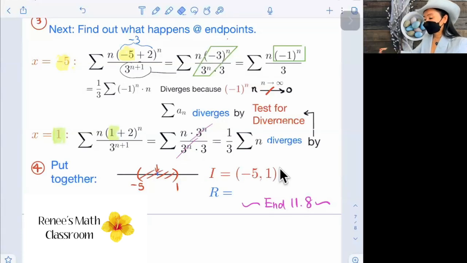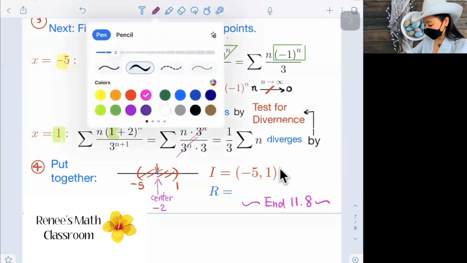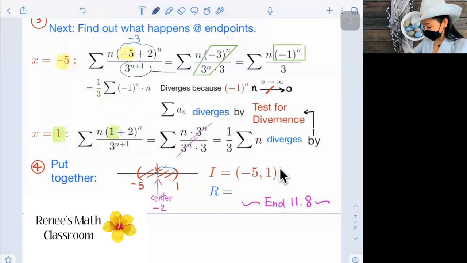What's the radius of convergence? It's 3. I heard that someone said -2. -2 is the center. Yeah, the center is -2, but the radius of convergence is the distance from the center to the end. It is 3, so that's equal to 3.